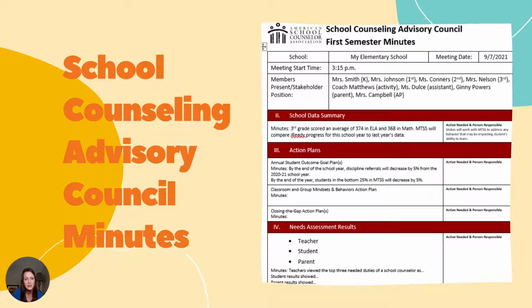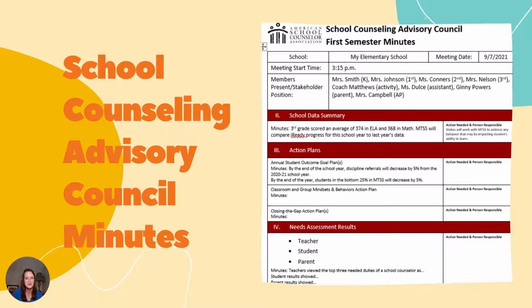So if you look, your agenda items match your minute items. So school data summary, and again, I've already typed up a few notes so that I know what I'm planning to say to my stakeholders, and I'm not guessing. Then you'll see to the right, it says action items and who's responsible. As a school counselor, you want to make sure that the things that you're writing down are within your scope of things that we should be doing.